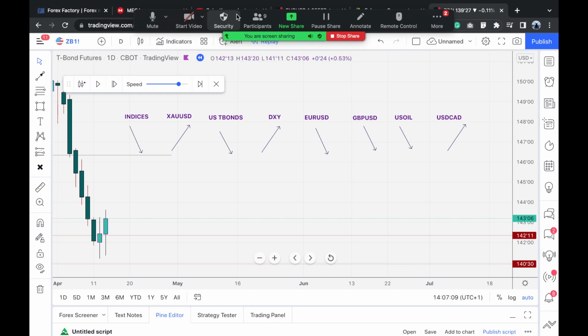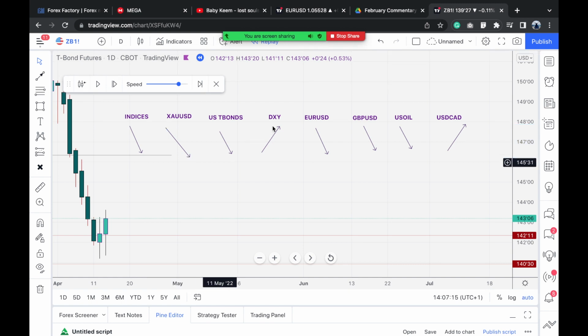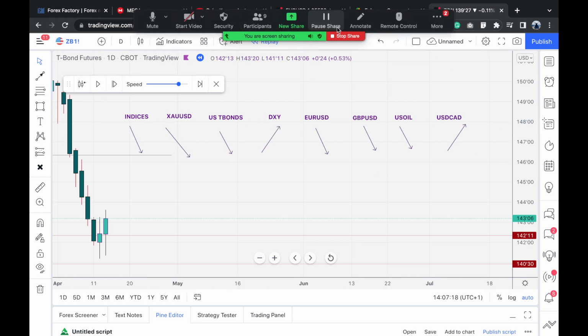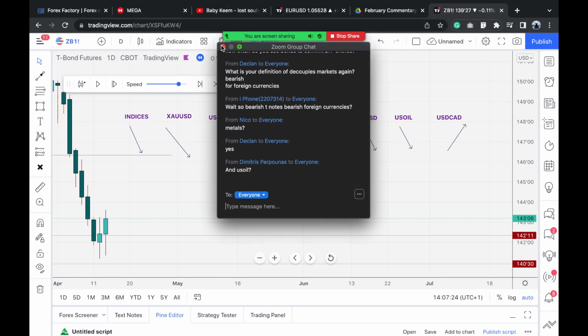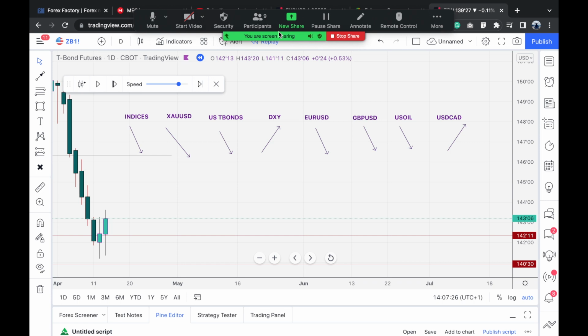Other than that, normal correlation between dollar and bond and gold is bullish dollar, bearish gold. Everything else is bearish except USD CAD because of its positive correlation with DXY. And US oil is also there. Does this make sense? Do we understand the correlation so far? Let me ask you guys a question. Do we understand the correlation so far?